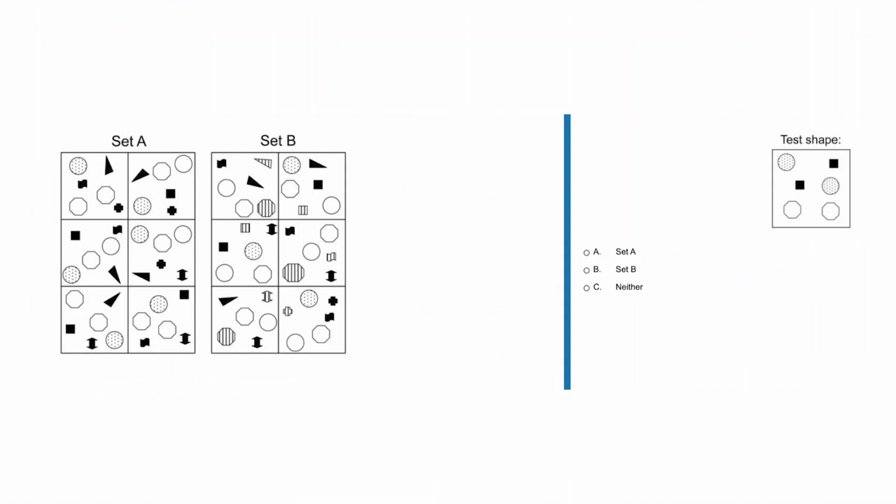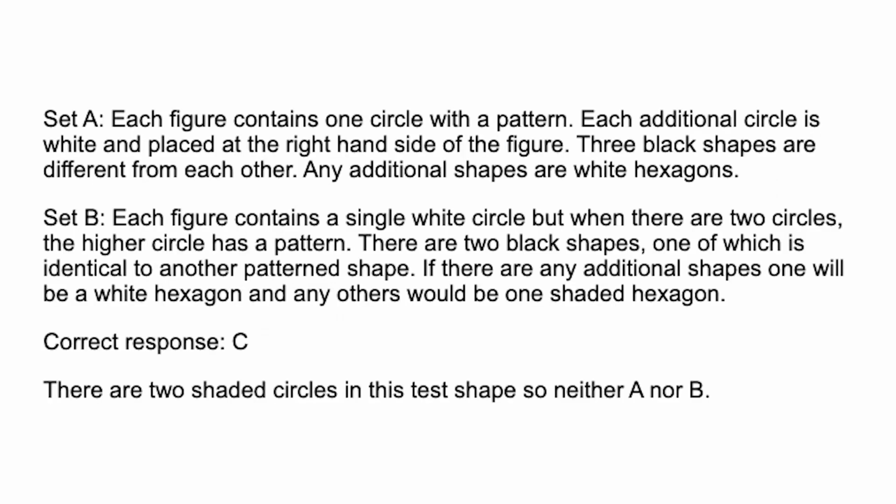So if we look at the test shape for this question, we can see that there aren't 3 black shapes in this, so it does not belong to set A. And there is also no white circle in this box, so it doesn't belong to set B either. Therefore, the answer here is C, which is neither.